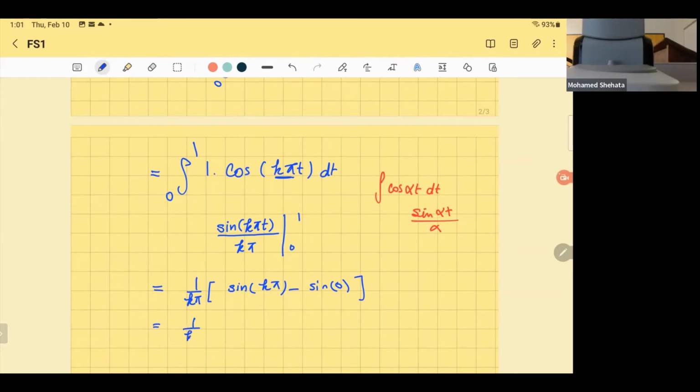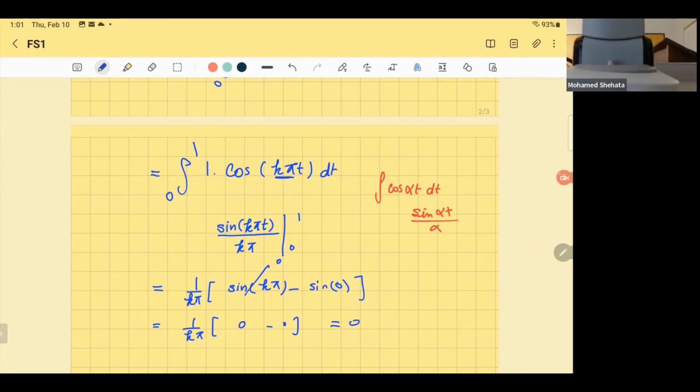1 over k pi. What's sine k pi? You got to know it. Put k equal 1, you will have pi. What's sine pi? 0. Put k equal 2. What's sine 2 pi? That's equal 0. And sine 0, 0. So this term, unluckily, is 0.